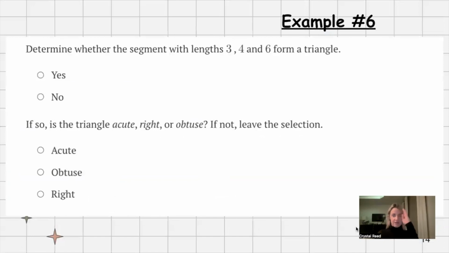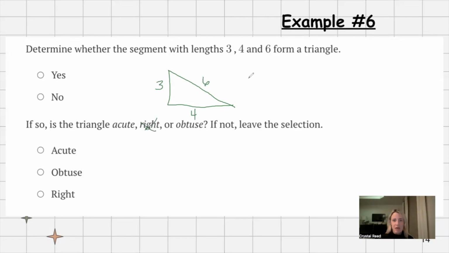Determine whether the segments with lengths 3, 4, and 6 form a triangle. Is it going to be acute, right, or obtuse? So we have our triangle here. It's 3, 4, and 6. So we draw our triangle. It's obviously not right because the right one's 3, 4, 5. So we know it's not right, we can take that away. But is it going to be acute or obtuse?